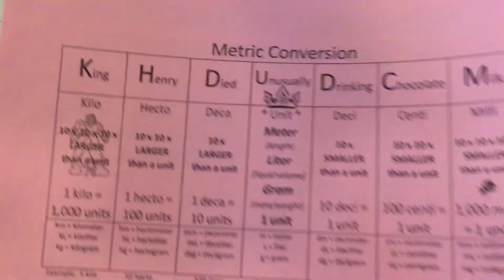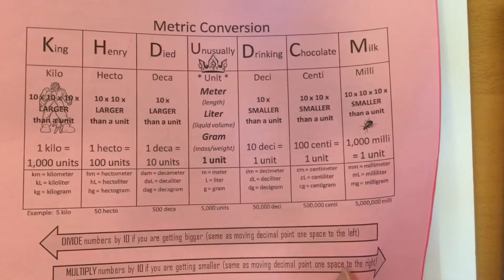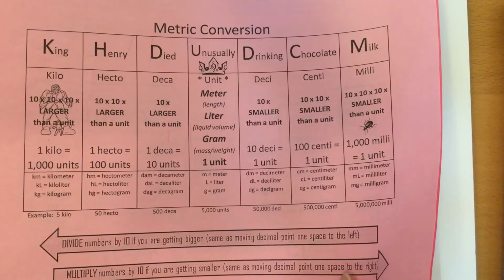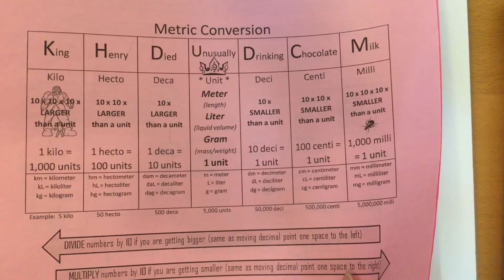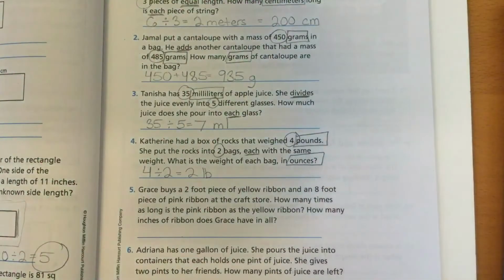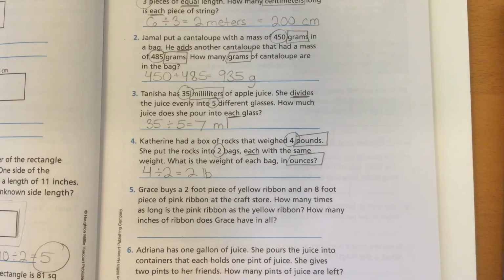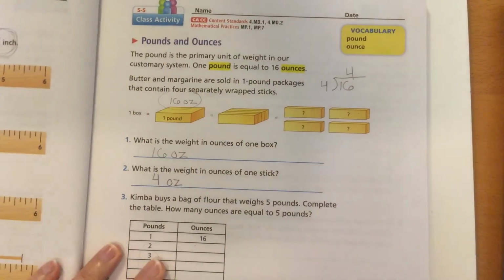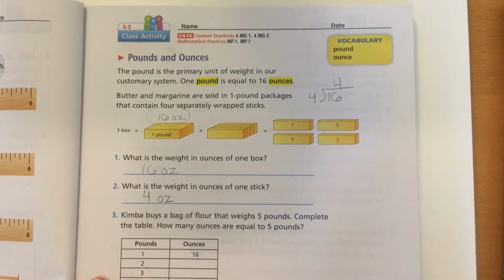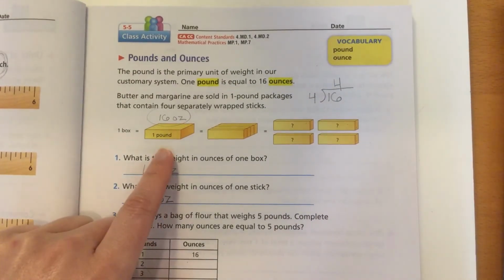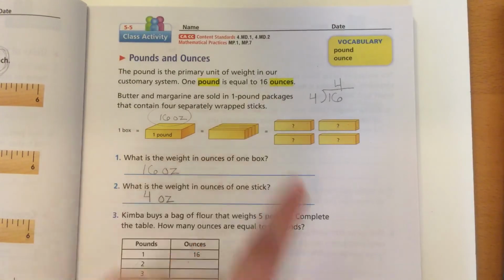Question for you. Will my pink chart help me? No, it won't, because this is the metric system. Pounds and ounces are not the metric system. They are the customary or standard system. Luckily, my math book is here to help. I will quickly go back to this page with, remember, the butter and the margarine. And how many ounces are in a pound? 16. 16 ounces are in a pound.